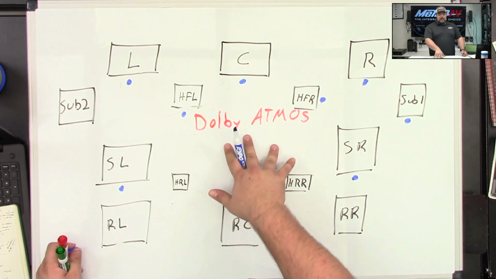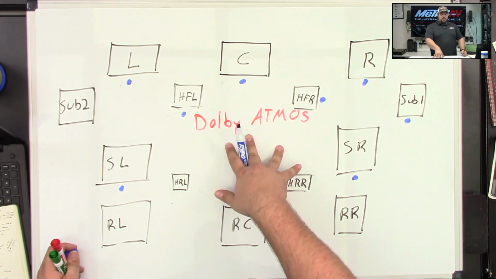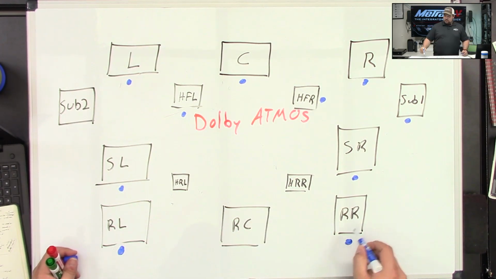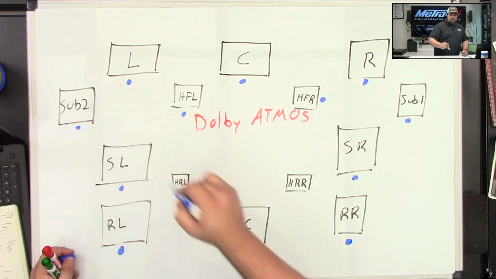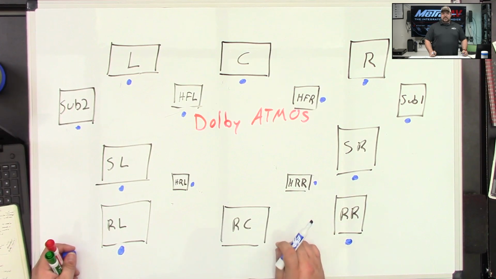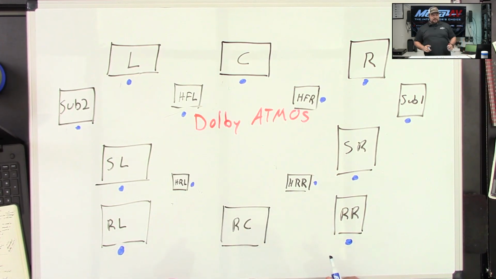Now, Dolby Atmos is actually expandable. You can expand it to well beyond this. So you can have a 7.1.4 system with 4 speakers in the ceiling. And these are height speakers. These are speakers in the ceiling. These are all discrete channels for that.